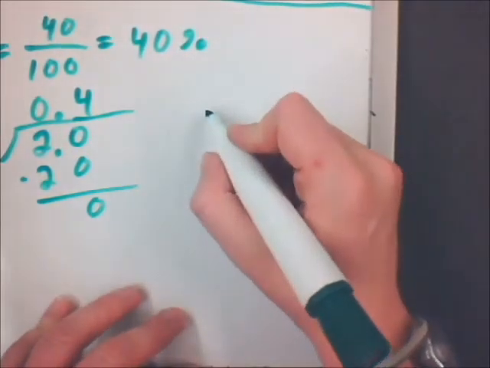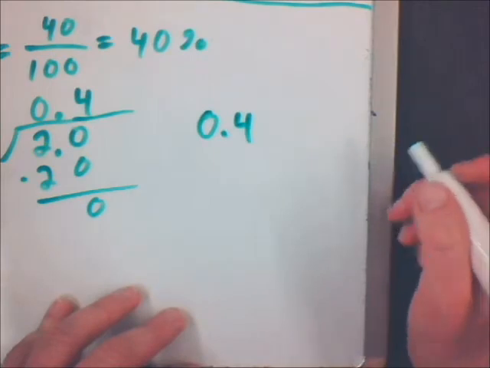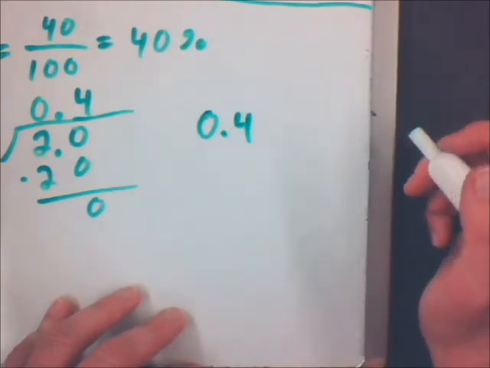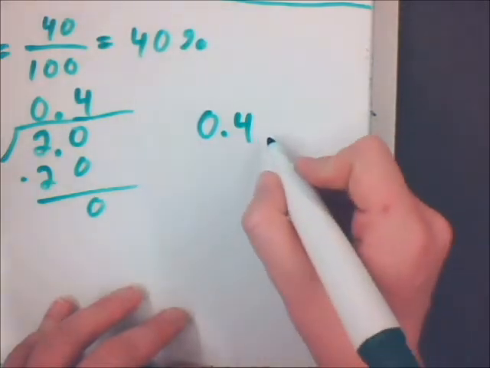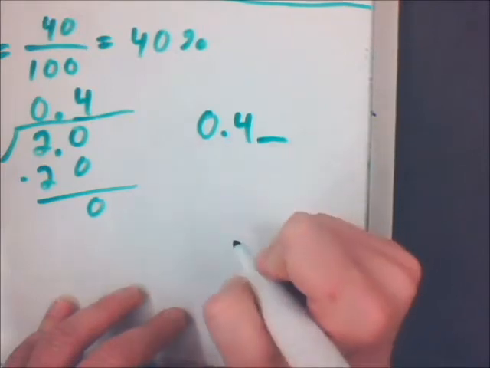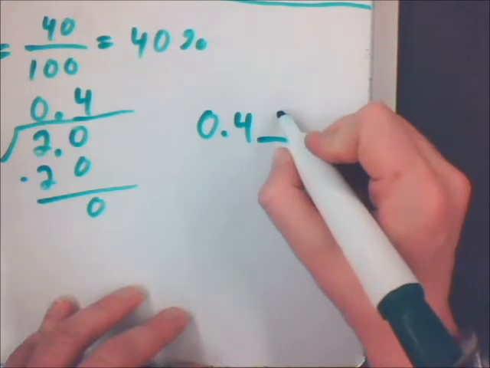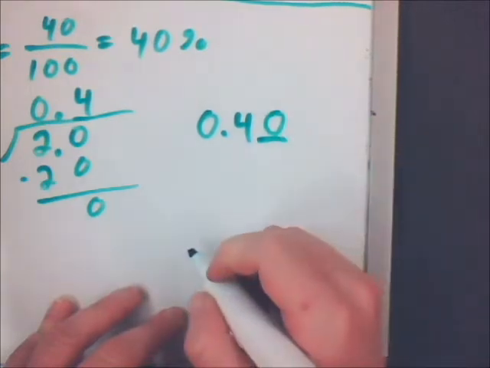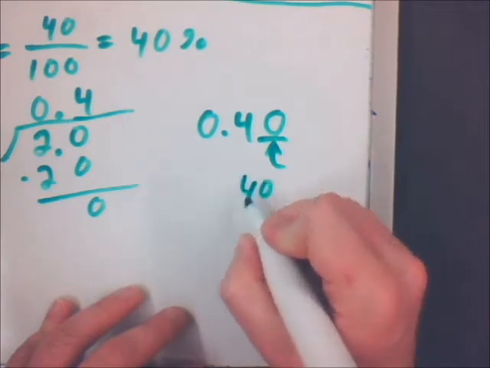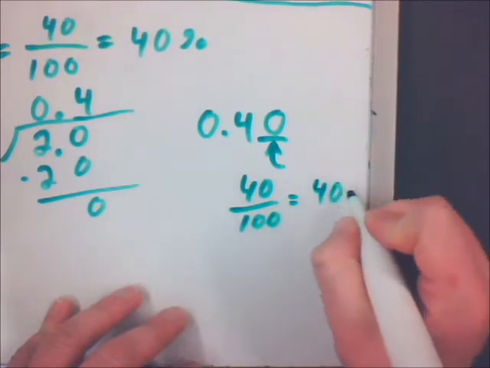I'm going to take another look at that 0.4 here. And I know that percent means per 100, or a fraction over 100, or the hundredths position in a decimal. So right now the 4 is in the tenths position and the hundredths position is empty. So I'm going to just hold that spot with a 0. Then I can take this and make it 40 over 100, or 40%.